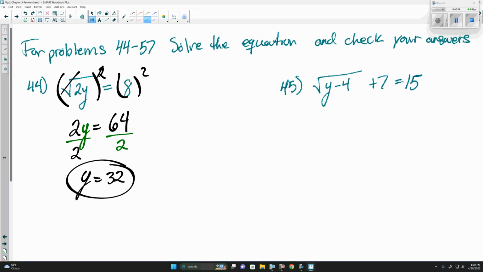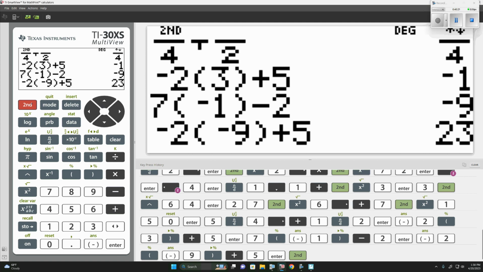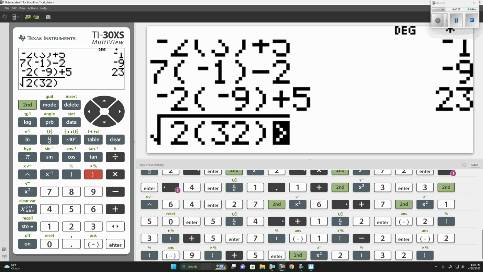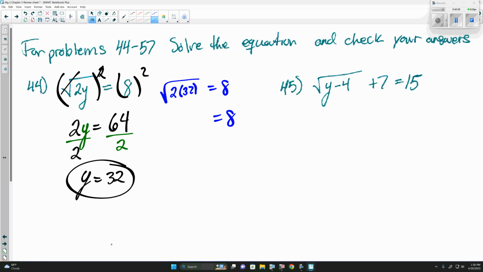Now, if it does say to check your answer, check your answer. There are points attributed for checking your answer. And for this here, all we've got to do is say square root of 2 times 32 is equal to 8. 8's already simplified. Now I can grab a calculator, say second square root 2 times 32. Enter, we get 8. So 8 is indeed equal to 8. It works. We checked it. That is our answer.